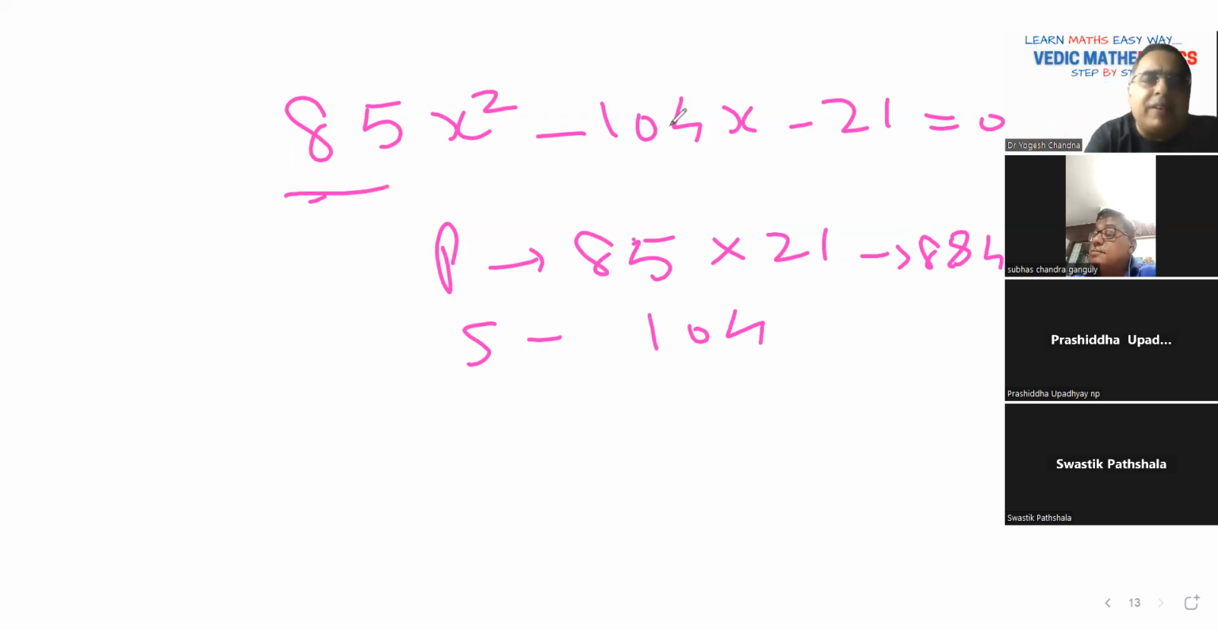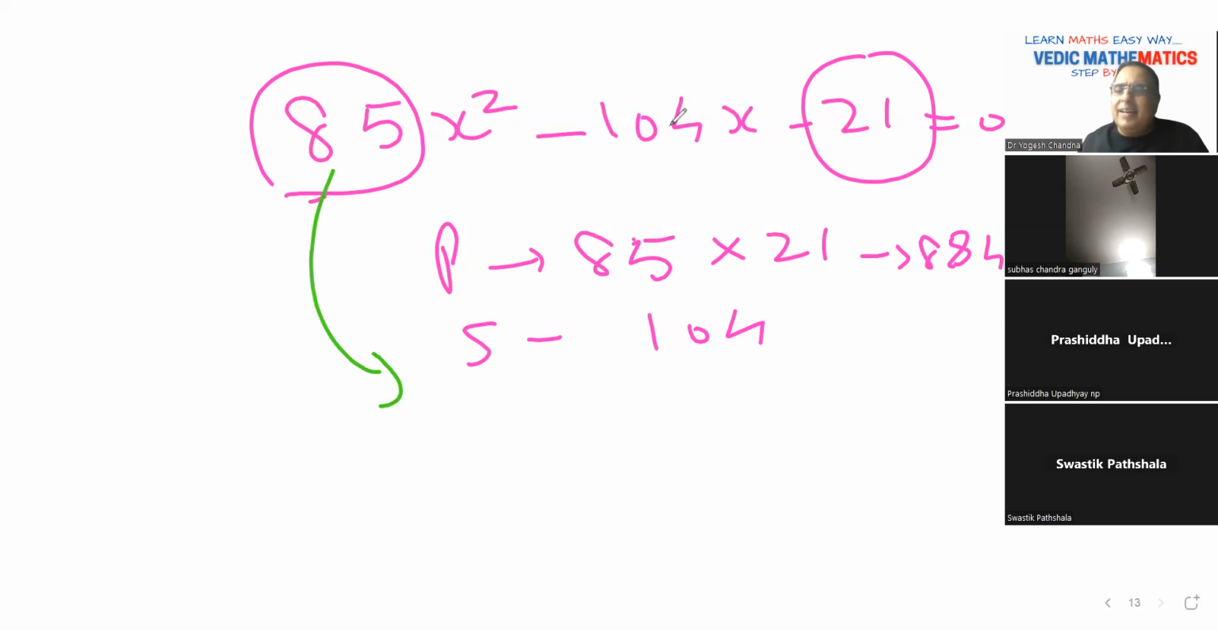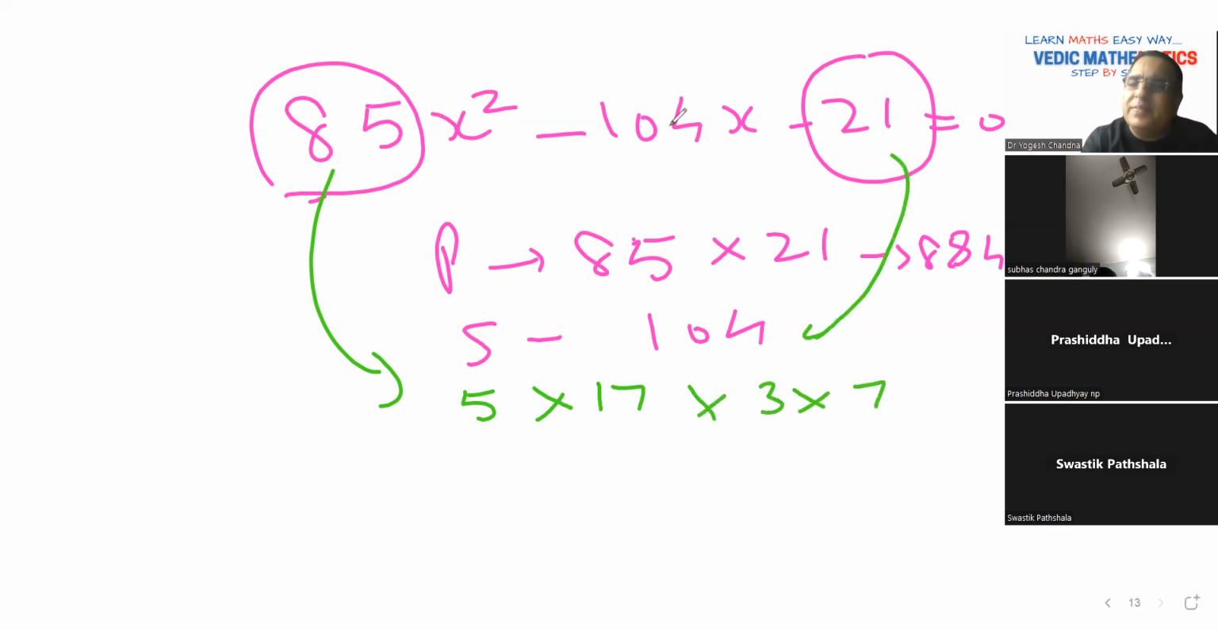See, whenever you have such big numbers, it is not possible in the exam hall to immediately find it. So how to do? Step 1. We all know factorization. So what is 85? 5 into 17. You cannot further break it. What is 21? 3 into 7. So now we have 4 factors.